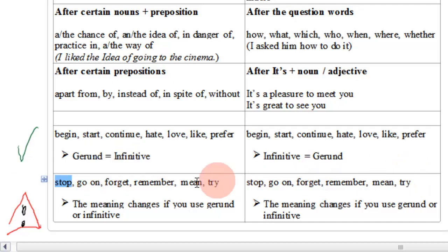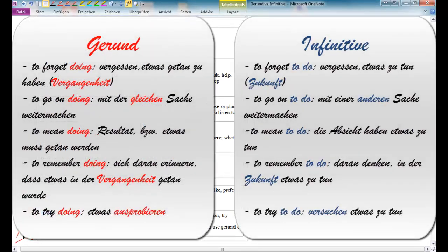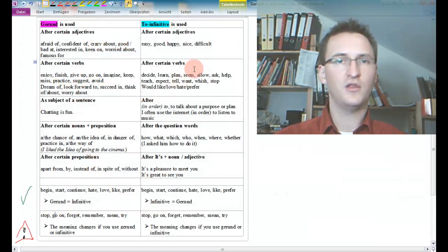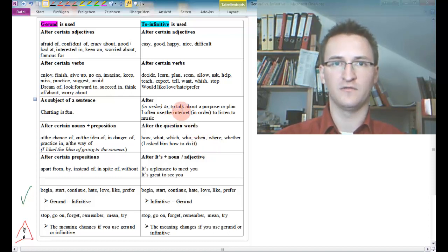Similarly, all the other words here have got a different translation depending on gerund or the infinitive. So be aware of that. Don't forget to study this list, and you will be absolutely fine with using the gerund or with using the to infinitive. That shouldn't be a problem for you, should it?